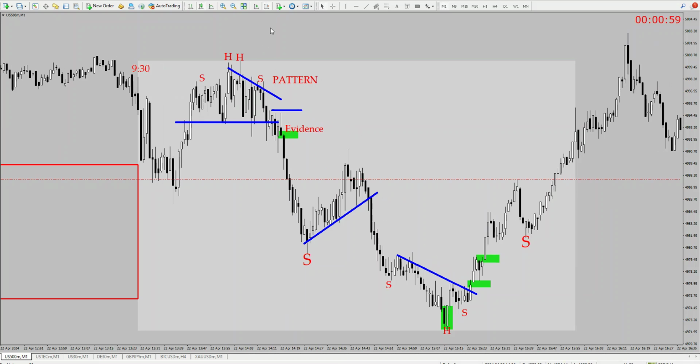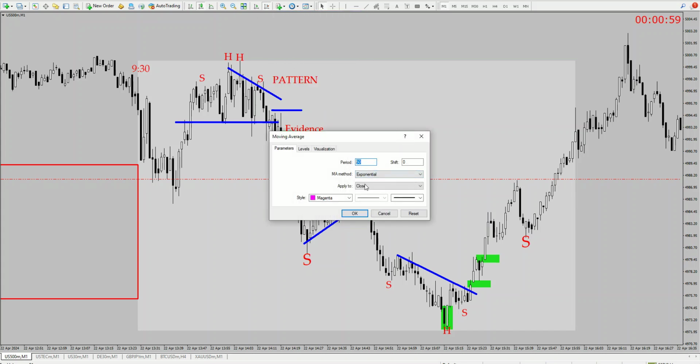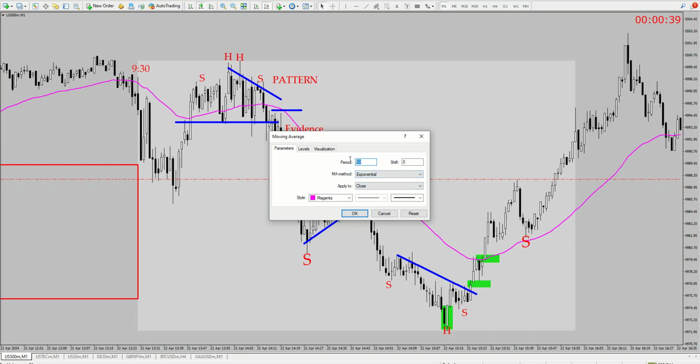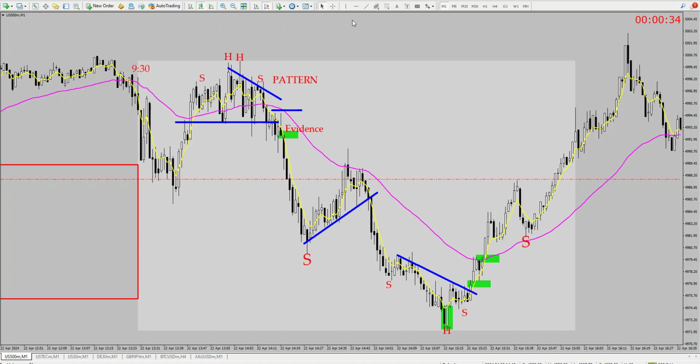Let me show you what I mean. Let me bring in something interesting. If you look here, we have a 50 EMA. You see the 50 MA. Wow, perfect. Let's bring in another EMA. We're going to bring in a 5 EMA. You see, it's a yellow one.